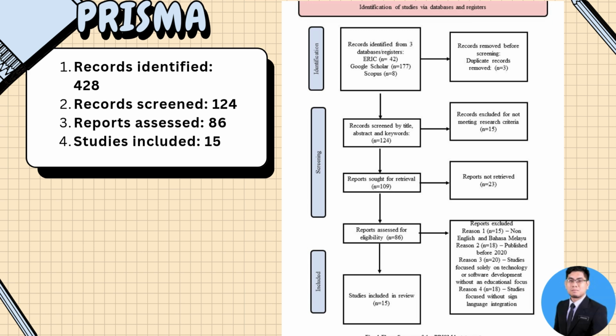The exclusion reasons were clearly categorized, such as language mismatch, meaning that the articles were not in Bahasa or in English, non-empirical focus, or lack of sign language integration.